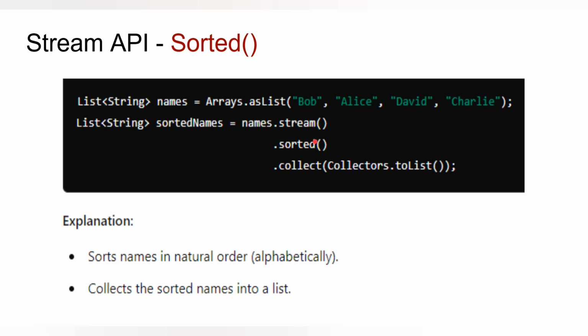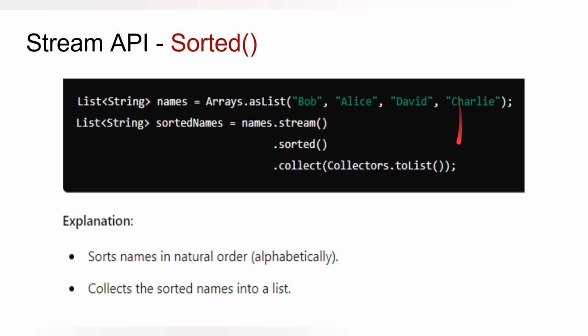And here you could see we have made use of the sorted method. Basically, first we need to make use of the data structure that we are using. Here the data structure is a list, so we are saying names dot stream. Then we are making use of the sorted method, and we are not passing anything inside it. So by default it will sort the elements in natural order, which is ascending order. And then we are collecting that stream into a list, and storing that inside our list.